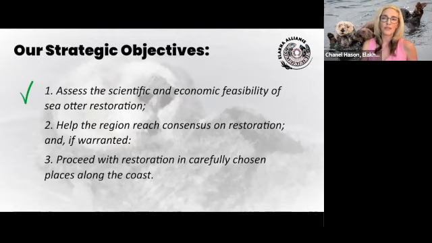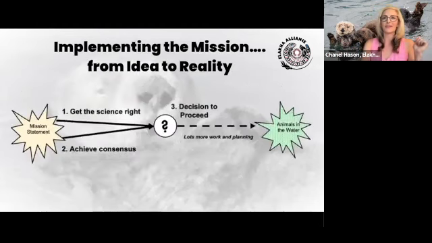And next up, this year, we're hoping to reach regional consensus for restoration. And then number 3, proceed with restoration in carefully chosen places along the Oregon coast. So I wish it was all that simple with just 3 sentences, but I'll dive a little deeper into what all of that means. So implementing a mission into reality. So we worked on the science. We had the top 6 sea otter scientists in the world help us make that feasibility study. And then once we proceed with the decision and planning, we will get animals in the water like that.